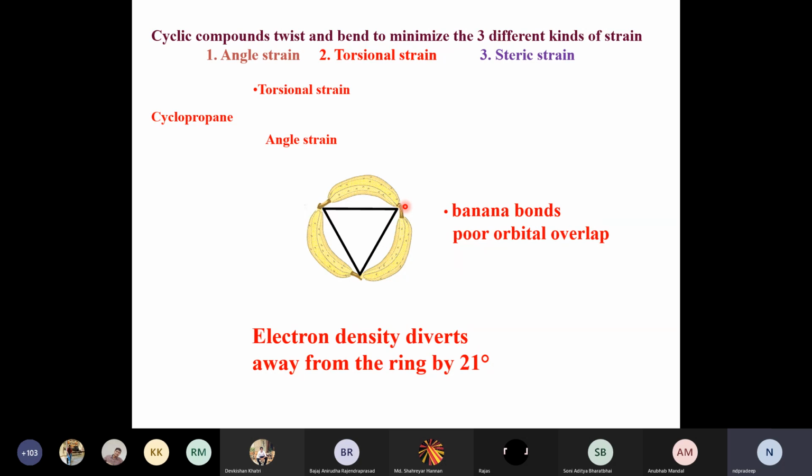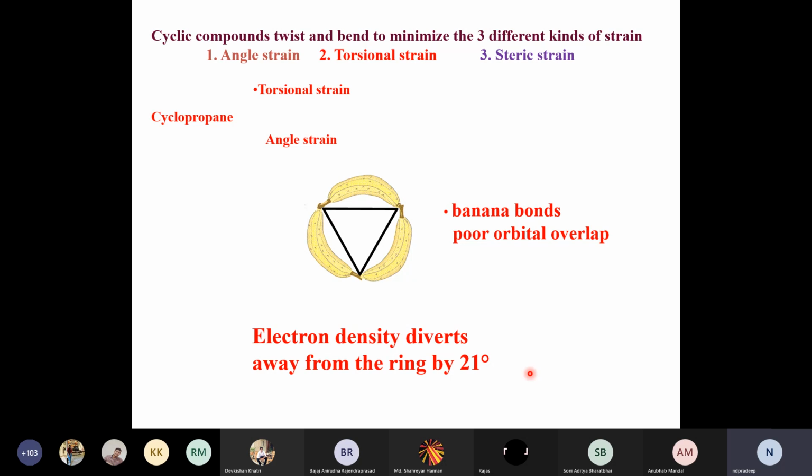Now the question you have to remember here is how much diversion it takes: the electron density, how much it is diverted away from the ring. That is very important for us. So that happens by 21 degree.